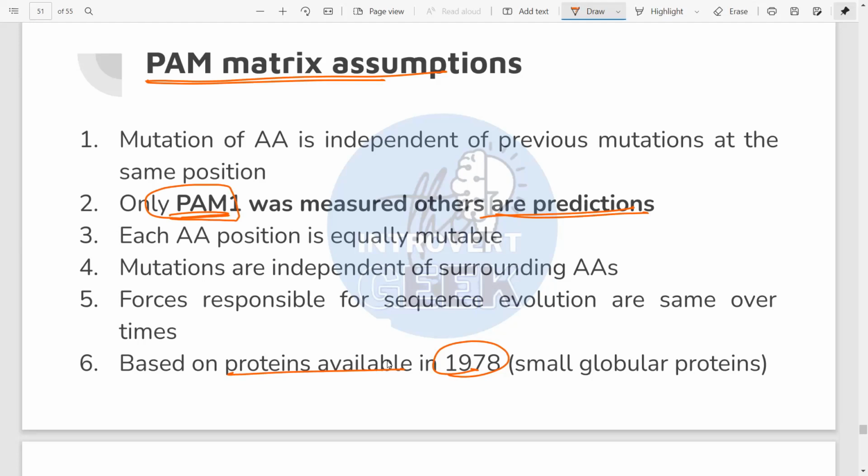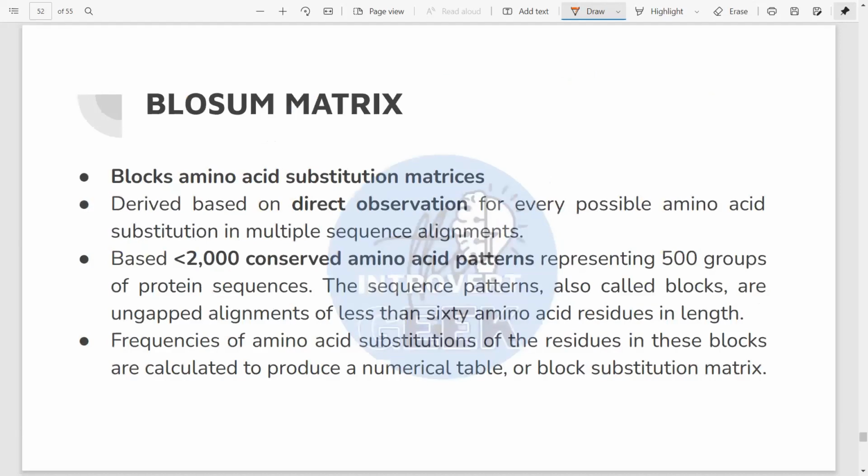So the data that is observed for creating this matrix is limited. It is not a wholesome data, and therefore these two assumptions make the PAM matrix less accurate because of a smaller data set and because of these predictions. So therefore, to overcome this came the BLOSUM matrix.